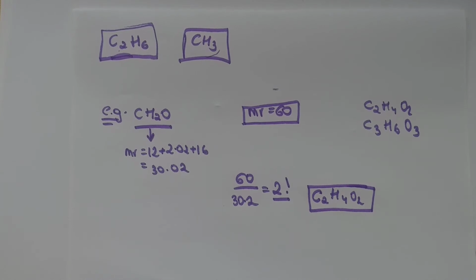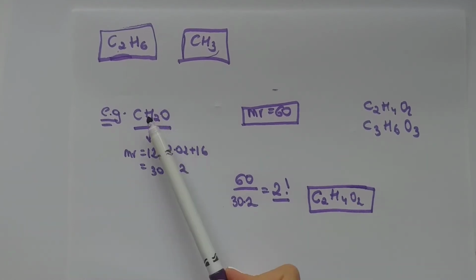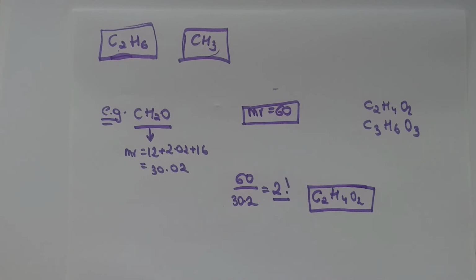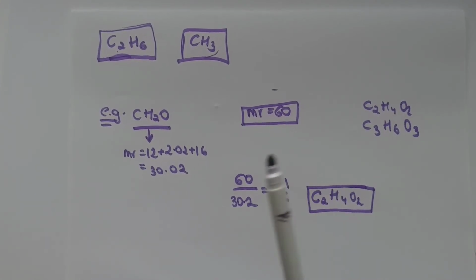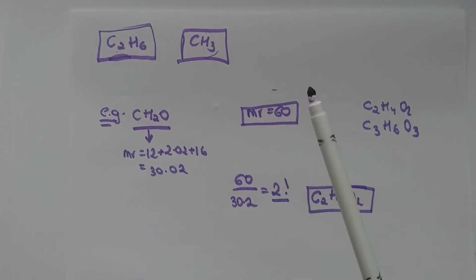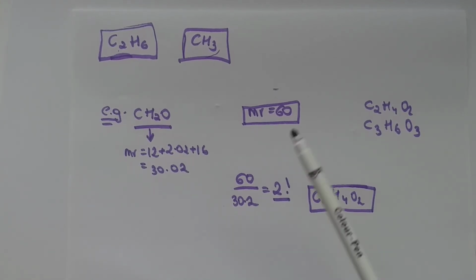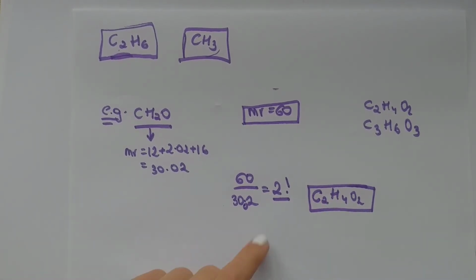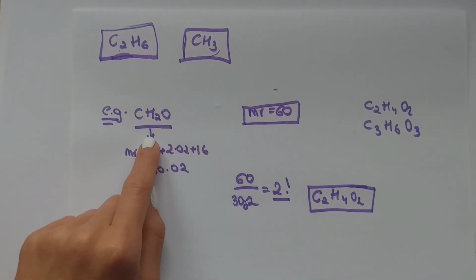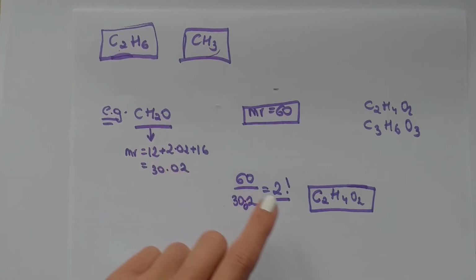So once again, if you get an empirical formula and you get an MR of this formula, you can write the molecular formula by dividing 60 by 30.02, which is approximately 2. So what you do then is multiply everything that's in your empirical formula by 2.